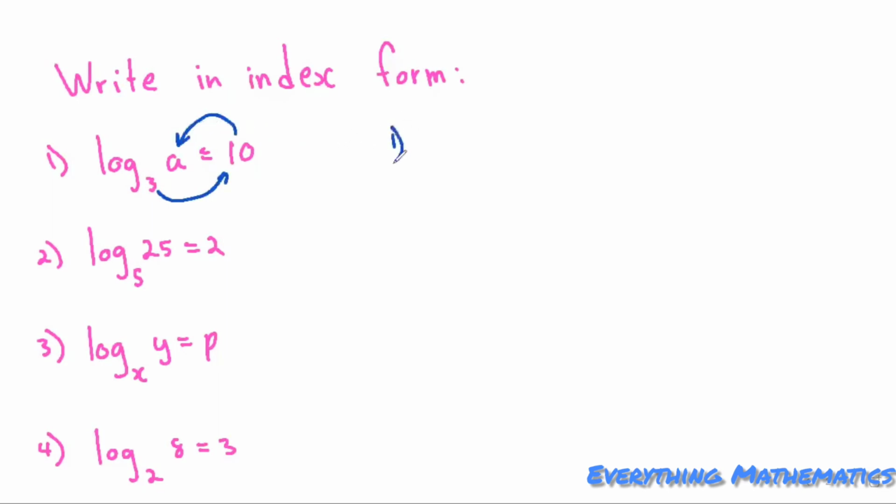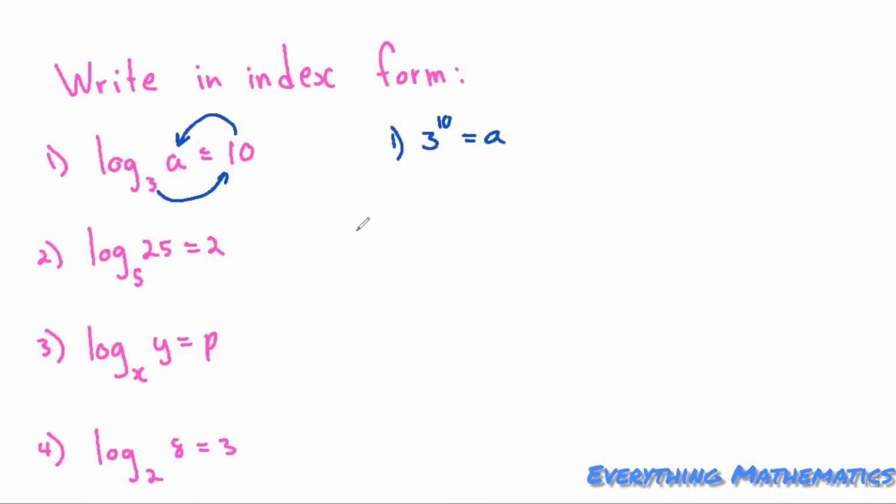So number 1, if I go to write that in index form, I'm basically saying 3 raised to the power of 10 should give me whatever A is. And this is something that we could work out. And notice right away, sometimes when you get a question, well, maybe I'll address that after.